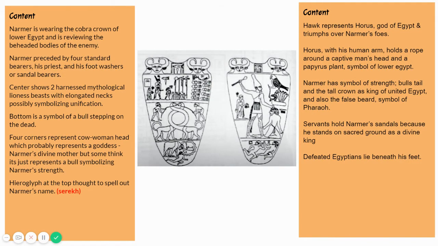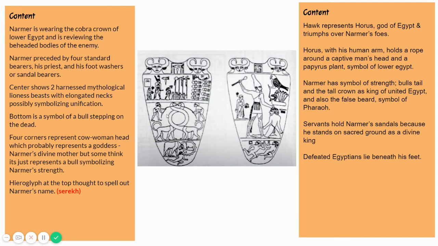And in front of Narmer, you have 4 standard bearers. We talked about standard bearers when we talked about our standard of Ur. This is a great depiction of standard bearers who have these tall poles, and on top of the poles are the heads of the enemies. We also have other attendants of Narmer around him. One of them is his priest, and the foot washers, or sandal bearers is sometimes what they call them.